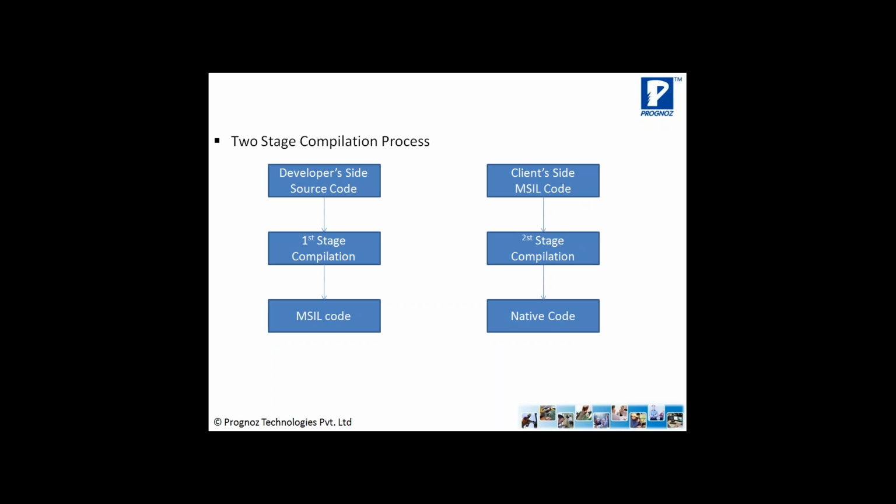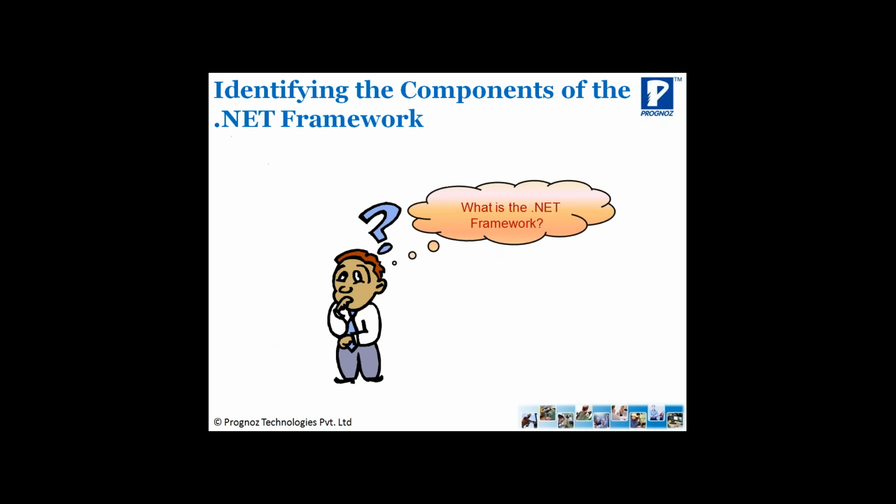Once the binary is created, it is executing. During the execution, there may be certain requirements. The application may ask for some memory, it may ask for some multi-threading library or some database related library. These libraries will be provided using the .NET framework. So that is the component that must be present on the client side. So here now we will see what are the components of the .NET framework.